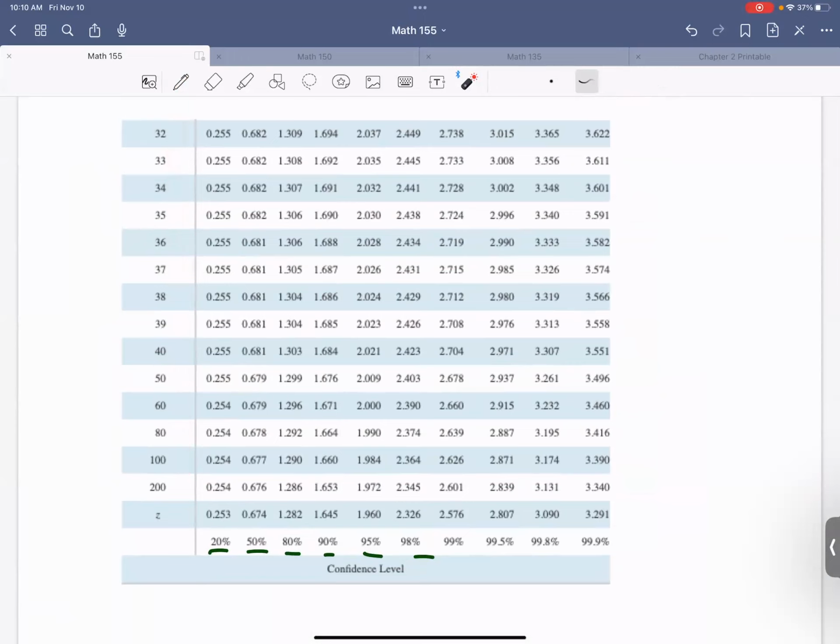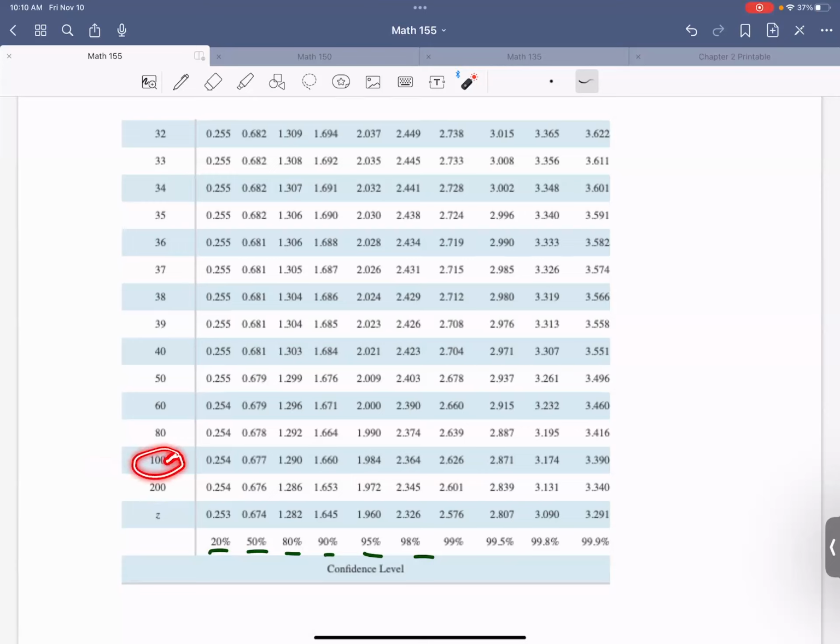What row do we use? 100, right? If the number is not on the chart, you look for the next lowest number. So you kind of just round down and find the number on the chart that is less than the number you found, right? And then that's the row you use. So we're using row 100.